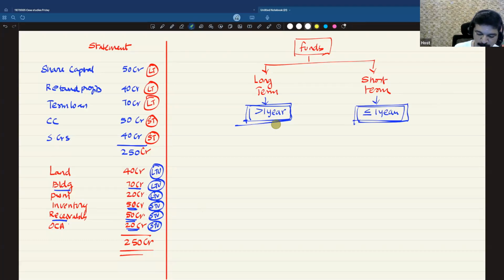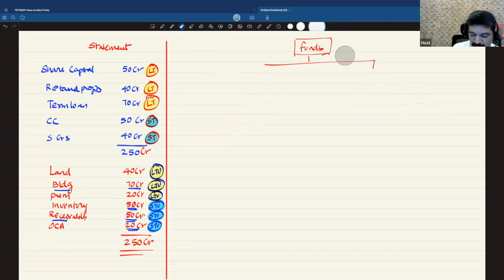So understand one thing. We have classified the sources as long-term sources, and on the usage side, we have classified the uses into long-term uses and short-term uses, and correspondingly, we also have short-term sources. I think the structure of this statement has to undergo a change based on the timing of the source and use. How many of you agree with me? If you're agreeing, just type agreed.